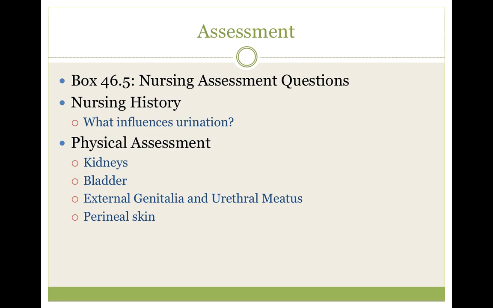So back to that assessment, we want to look at this patient's history. We want to know what influences their urination. So that includes a review of their elimination patterns, symptoms of alterations, and other factors. Factors that affect urinary alteration include environmental factors, medication history, psychological factors, muscle tone, fluid balance, current surgical or diagnostic procedures, and the presence of disease.